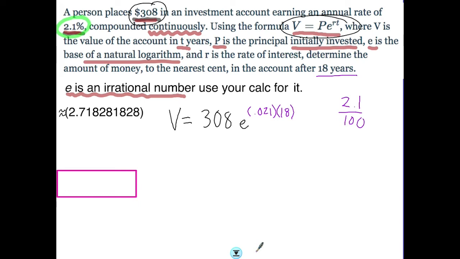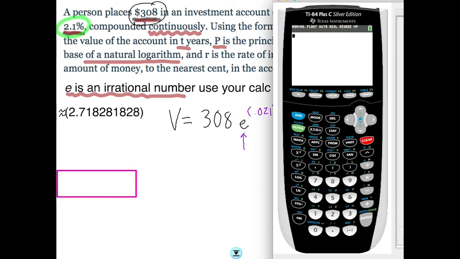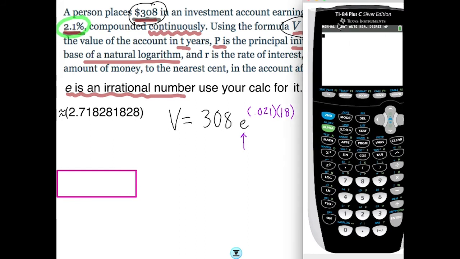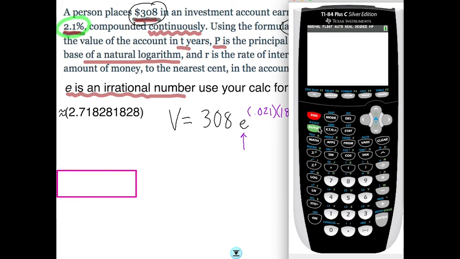And now from here on out, what we're going to do is we're going to use our calculator. We're going to try to estimate this right here on our calculator. The first thing you can do is you can multiply the 0.021 times 18 if you'd like. Otherwise, you can just type it all in as one thing. So I'm going to show you how to do that. The best way for you to do that is going to be like this. So I'm going to type in 308. Oh, let me clear it.